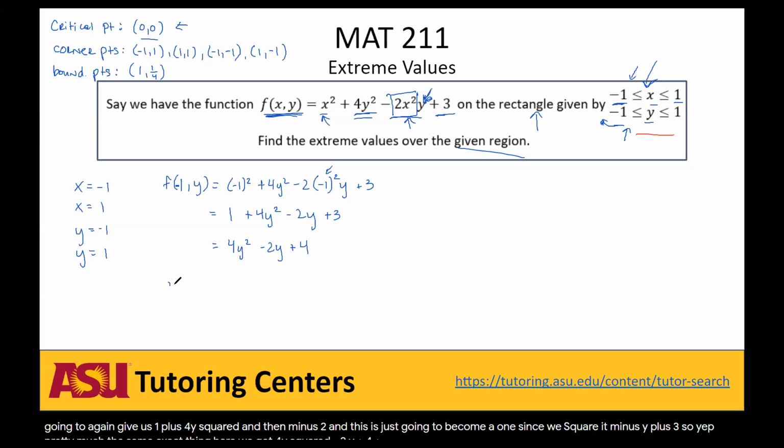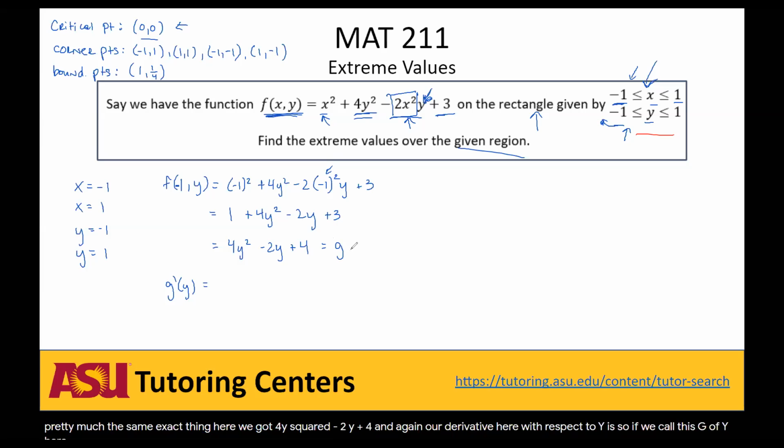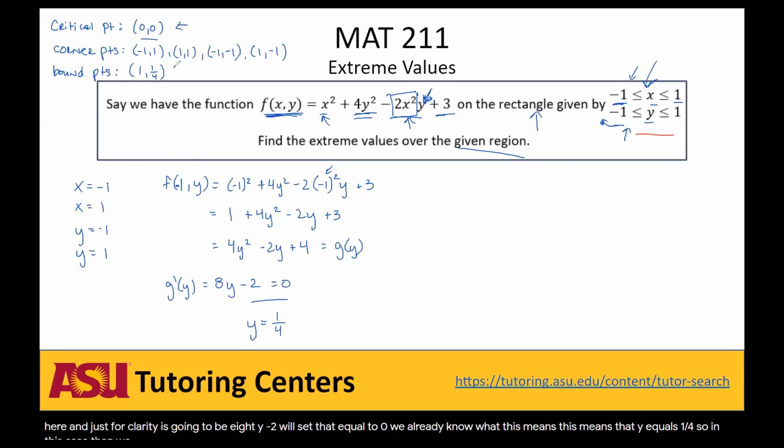And again, our derivative here with respect to y, so if we call this g of y just for clarity, is going to be 8y minus 2. We'll set that equal to 0. We already know what this means. This means that y equals 1/4. So in this case, then we also have the point -1 and 1/4. And again, we know that that is in our region here.